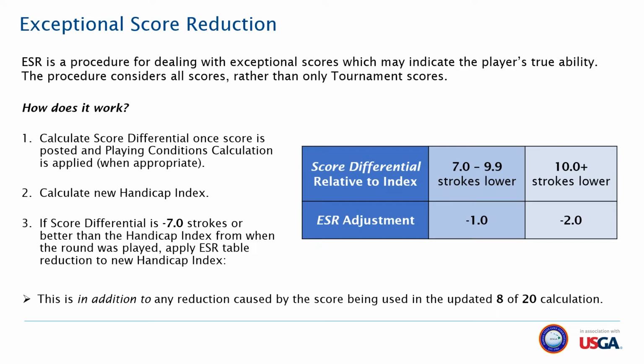So 7.0 to 9.9 strokes lower, you'll receive a -1, and 10.0 or more strokes lower, you'll receive a -2. Subsequent scores posted will not contain the -1 or the -2 adjustment, which allows the impact of the ESR to slowly reduce as new scores are posted. It'll be easier to explain not only how players get reduced, but also how posting scores will allow the reduction to naturally work itself out.